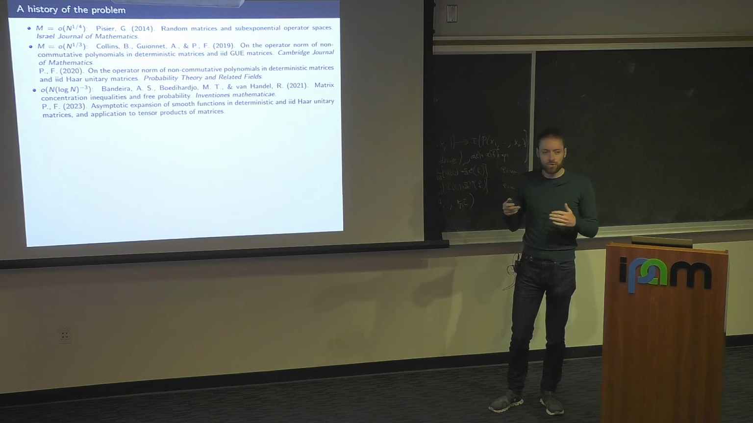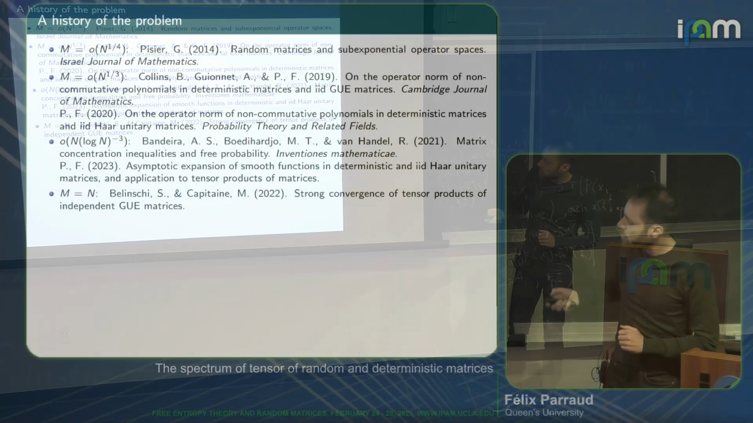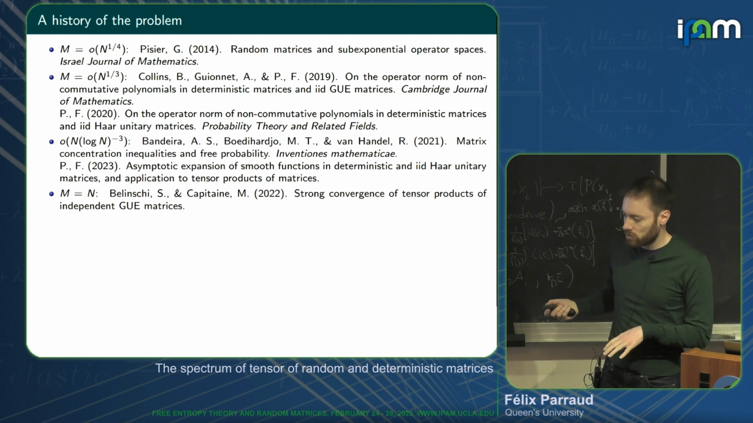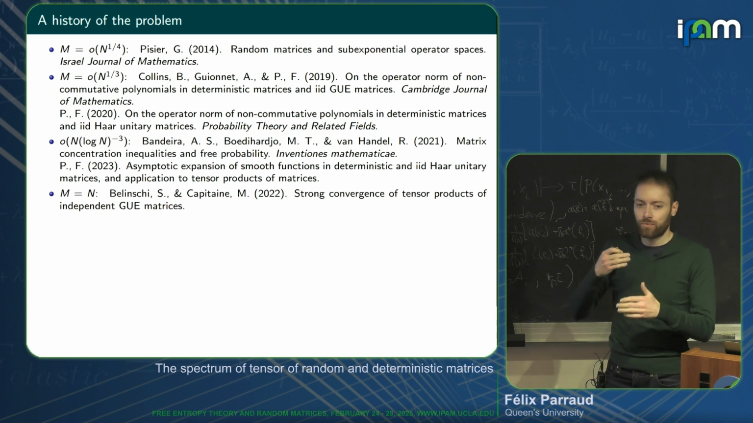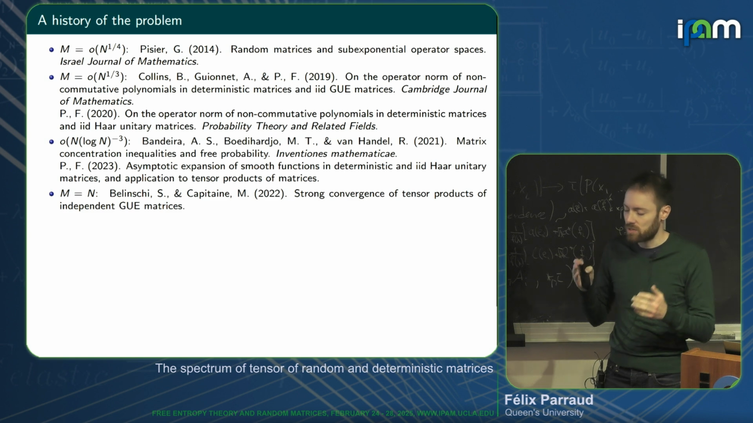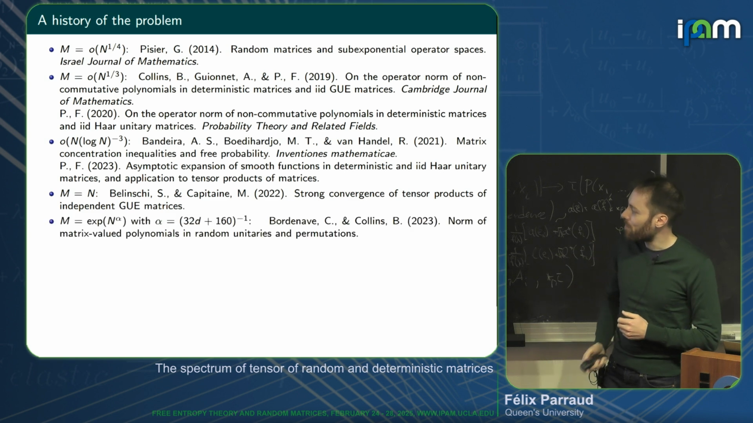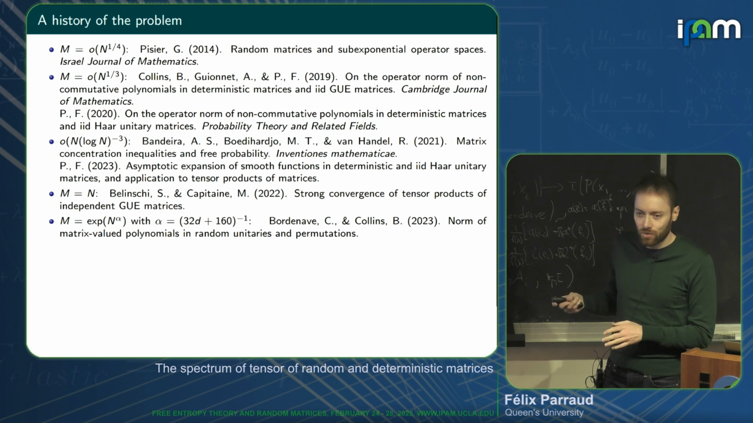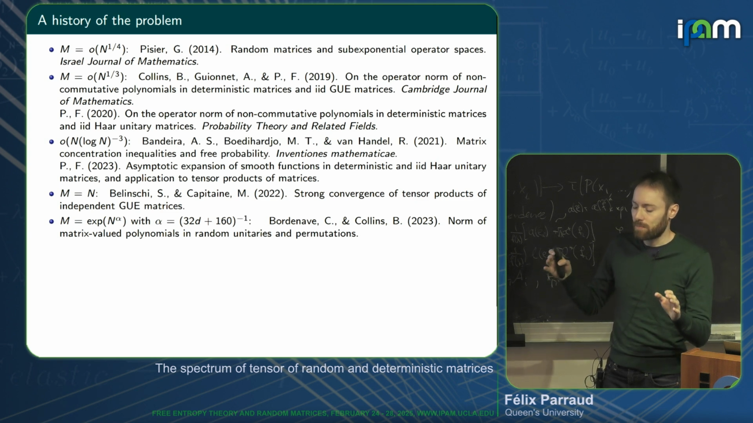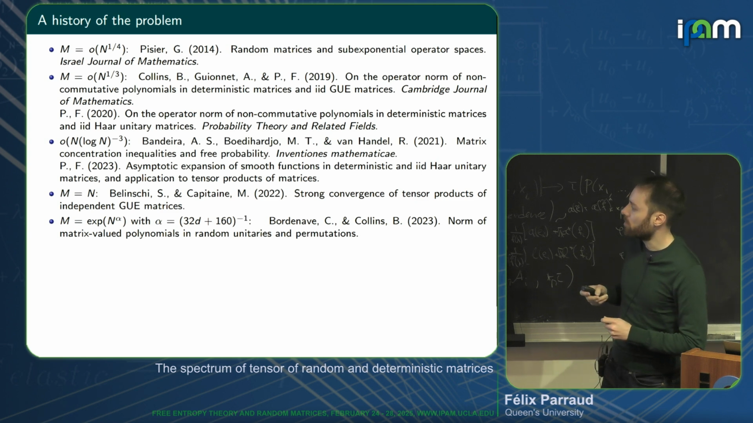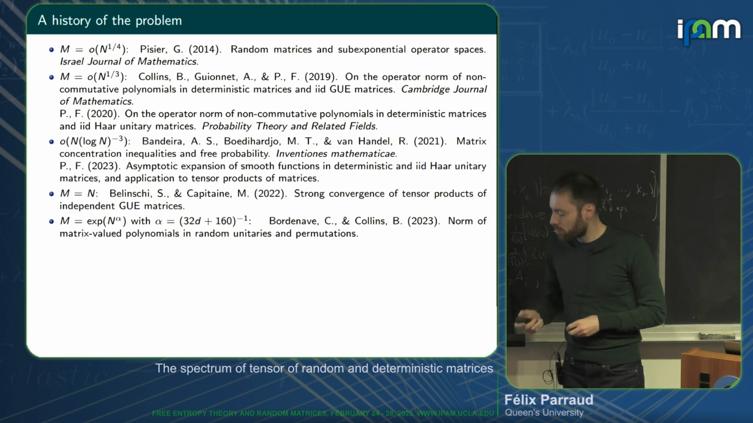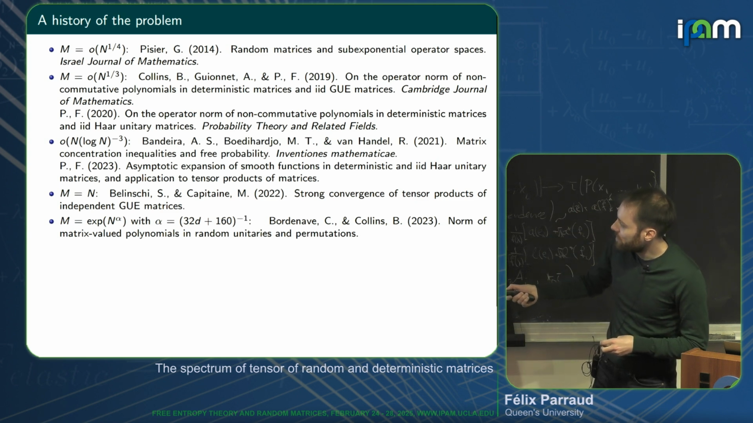In the end, it took a few years to actually break the M equal N barrier. This was done by Belinschi and Capitaine in 2022. The case is precisely M equal N, where they also assume that your coefficients were not deterministic, but themselves random matrices independent from your other random matrices. But anyway, the next year we finally got that you could break this barrier of M equal N and consider coefficients of sub-exponential size. This was done by Bordenave and Collins, and they proved the following estimate.